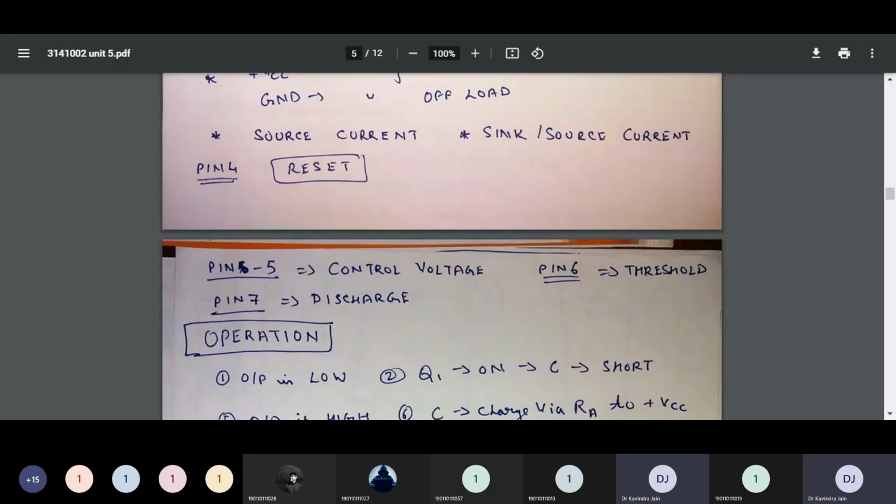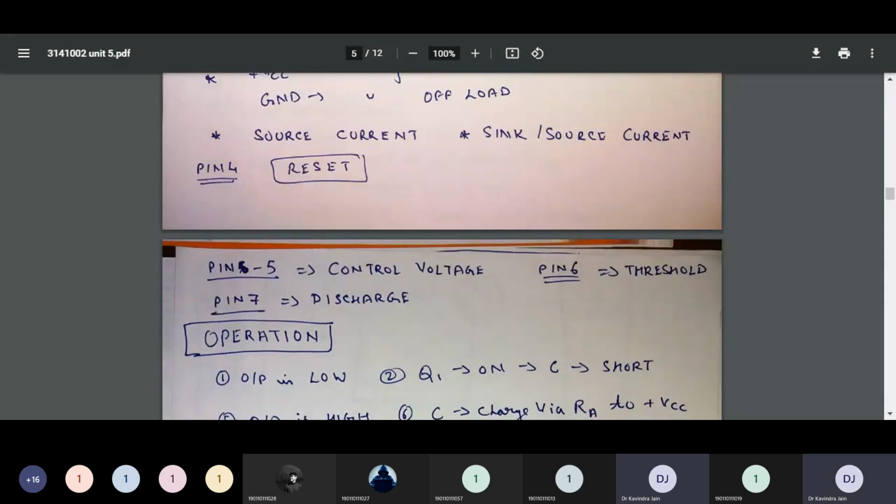When not in use, the control pin should be bypassed to ground with a 0.01 microfarad capacitor.